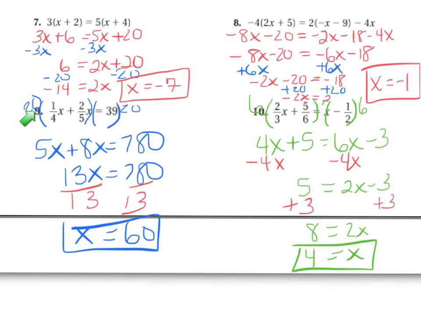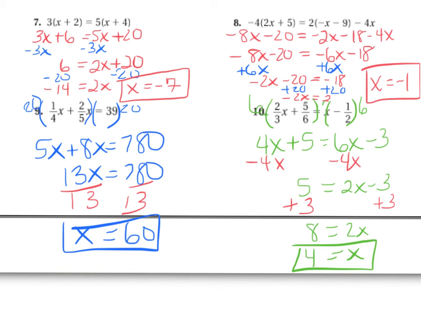It sounds scary, but it's not, because when I look at this first term here, 1/4 x, and I multiply it by 20, you're really just taking 20 divided by 4, and that's your 5. 5x is your answer to that. 20 times 2/5 x, your 20 divided by 5 is 4, times your 2 gets you 8x. And then don't forget to do it to your other side too. Remember the golden rule, both sides. 39 times 20 gives you 780.